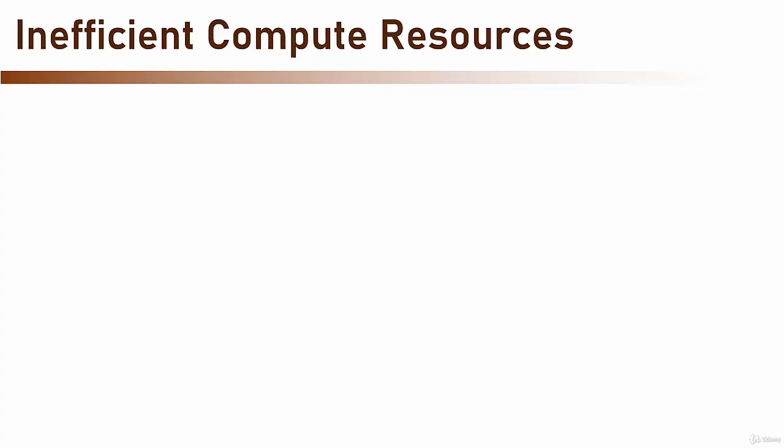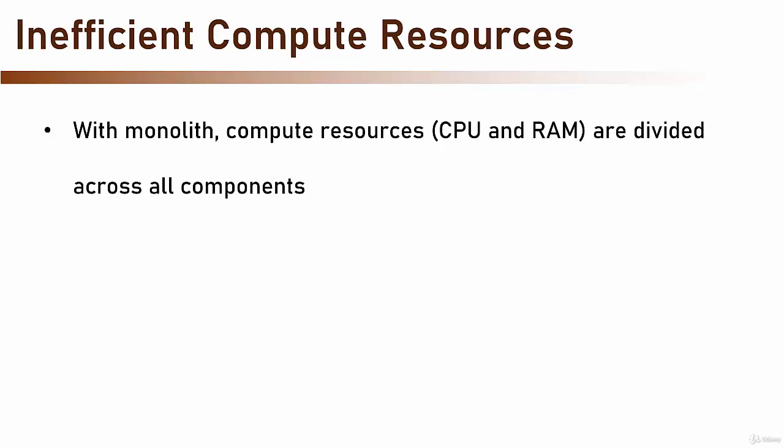Our next problem is with inefficient compute resources. With a monolith, compute resources, mainly CPU and RAM, are divided across all components. We have a single process, the monolith, that consumes these resources and uses them for all its internal components. And this is not always the ideal case.